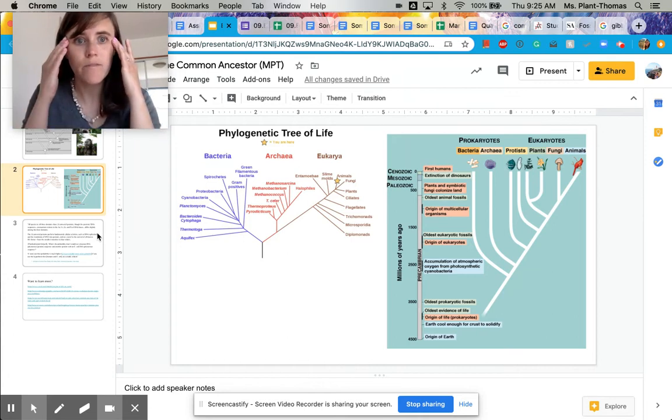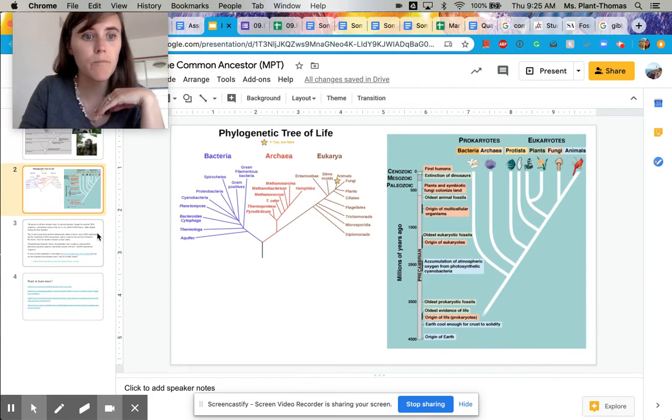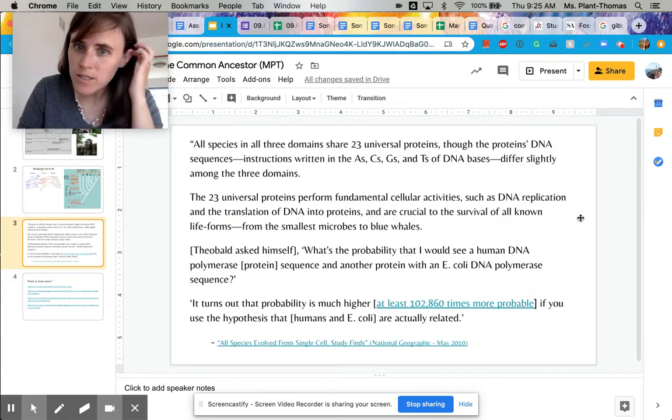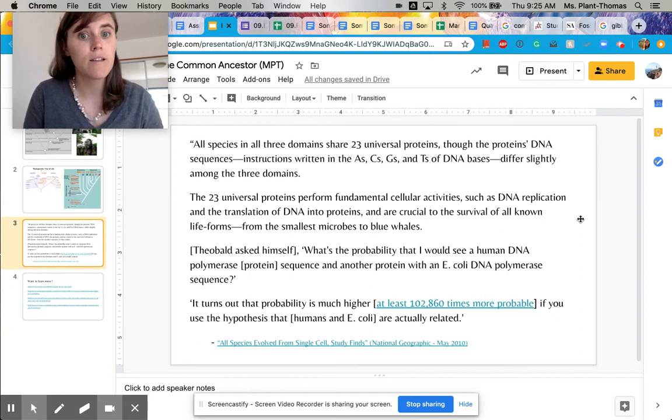So if we think those are the things that would have to be in common, well, they've actually done studies to look into that, and they found that there are 23 proteins that all species share. And those 23 proteins, the chances that all species would share these 23 proteins, these are 23 proteins that are involved in all of those fundamental processes, like I was just talking about, DNA replication, transcription, translation, those things that we've learned about throughout this year.